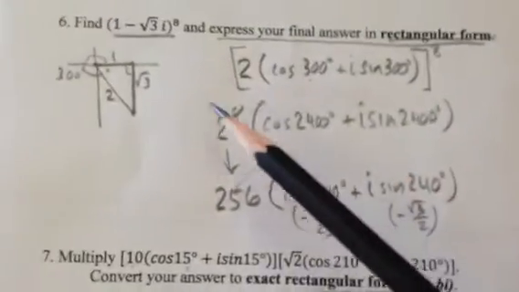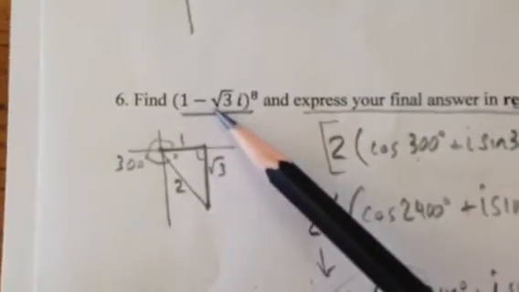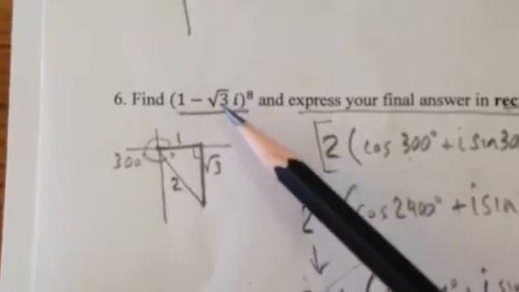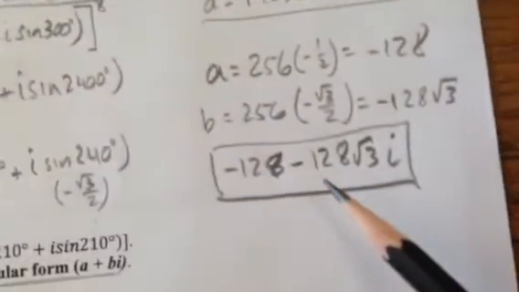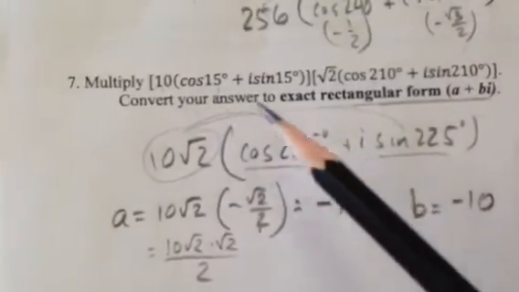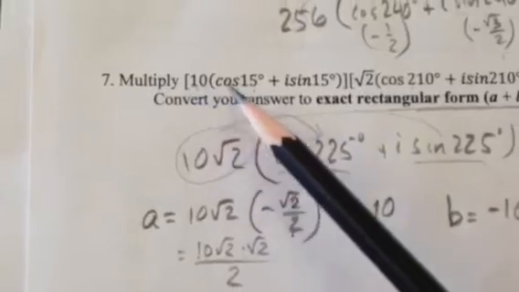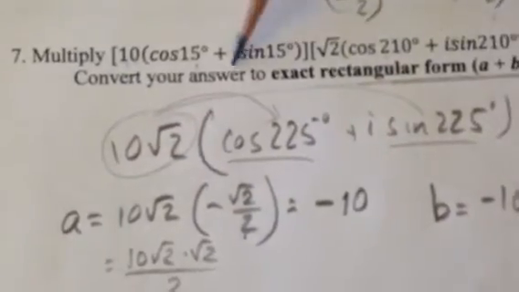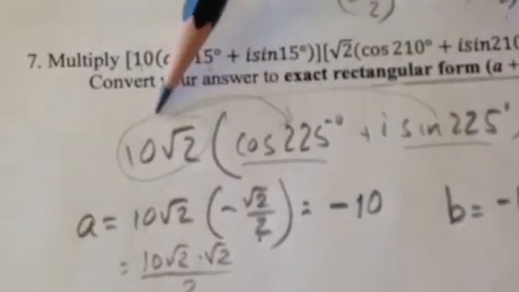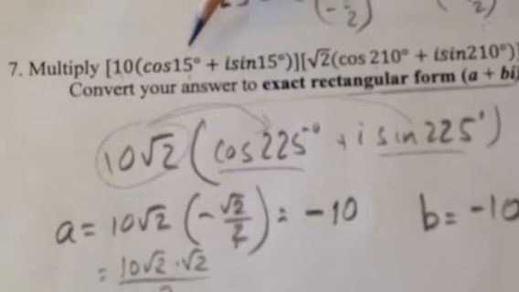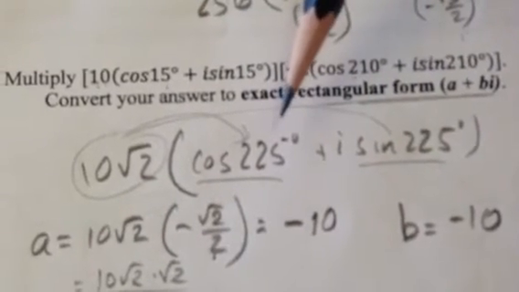All right, so once again, that number, 1 minus root 3 times i, all that raised to the 8th power, gives us this. Okay, next problem. These next two are kind of easy. All you got to do is multiply these two numbers together. You multiply the moduli, so 10 times root 2 is 10 root 2, and you add up the angles. 15 and 210 is 225.